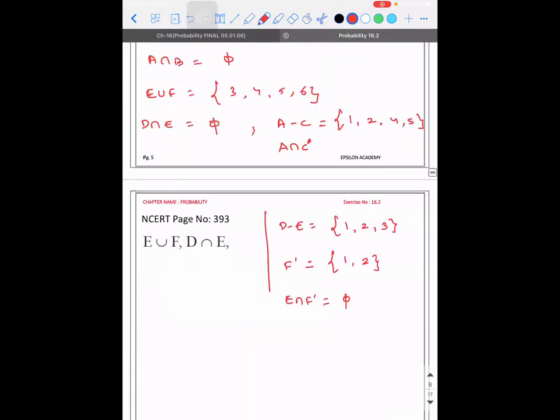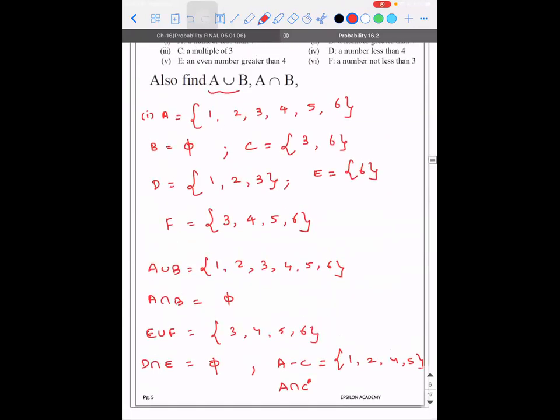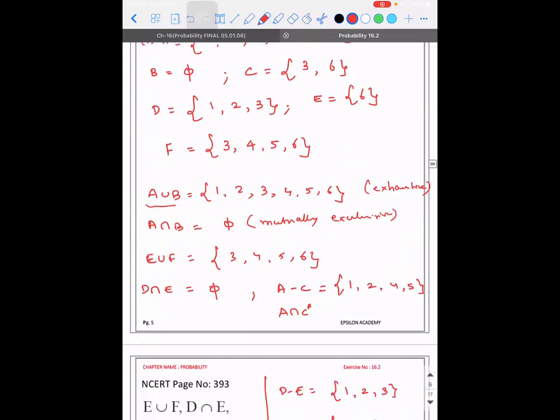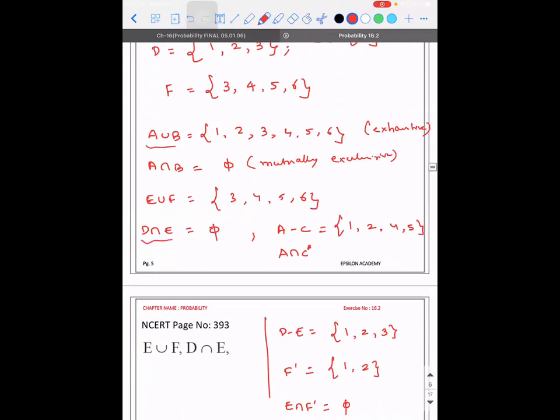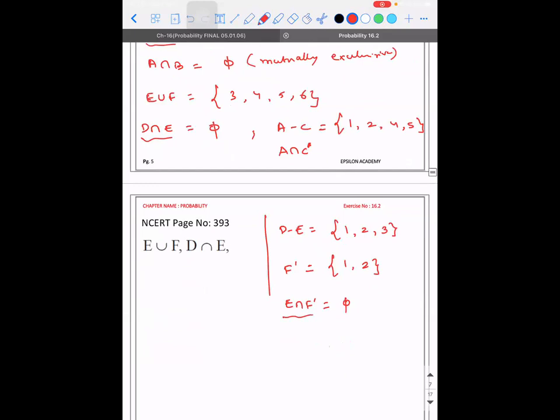Okay. Now let's try to understand one thing. A and B put together, can I call them exhaustive sets? Yes, sir. And they are mutually exclusive as well. Similarly, D and E are mutually exclusive. E and F dash are mutually exclusive. Okay. Shall I move on to the next one?